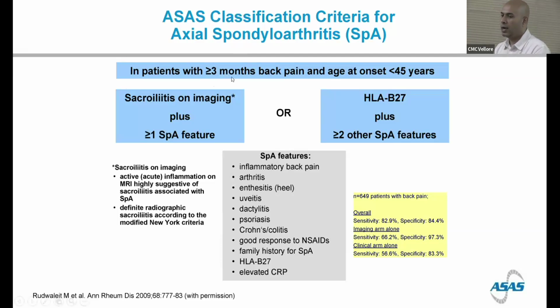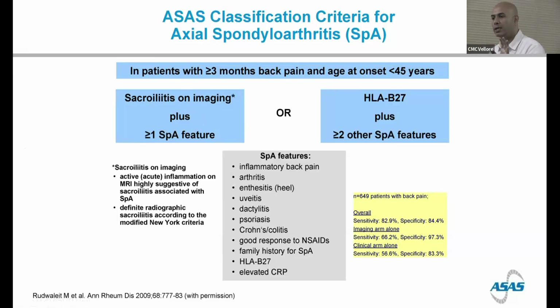So somebody has to have back pain of at least 3 months at or before the age of 45, right? So 45 we did mention. So 45 is the cutoff, and 3 months is for the duration. And then we have two groups. One is the imaging group, and one you call the clinical group. So what you see on the left side is the imaging group, which is the sacroiliitis part of the ASAS classification criteria, which essentially for me is mostly MRI.